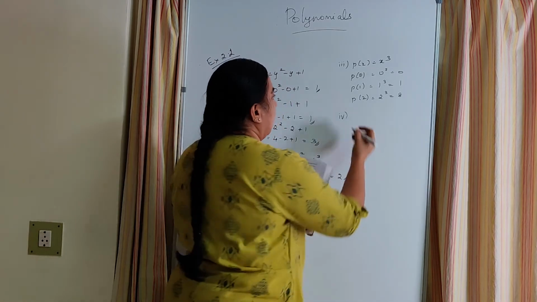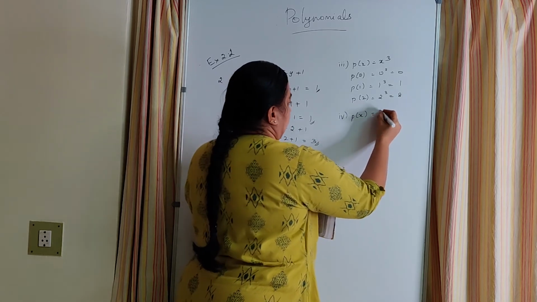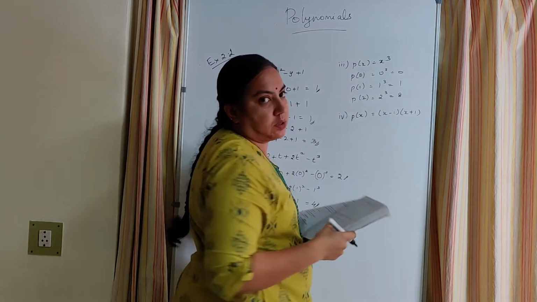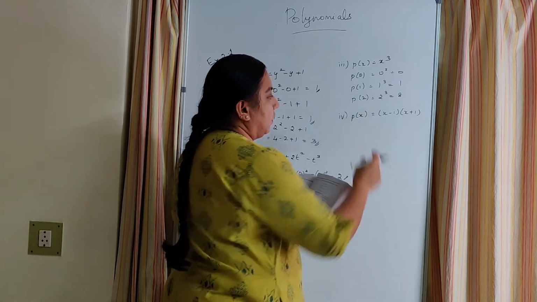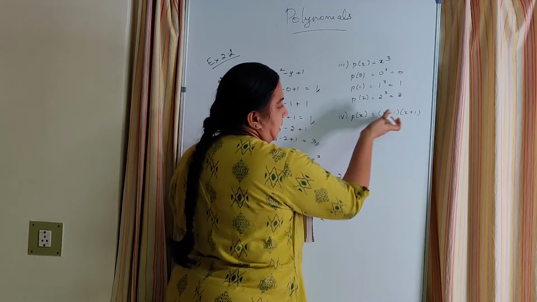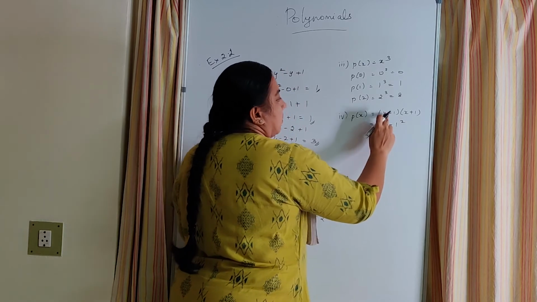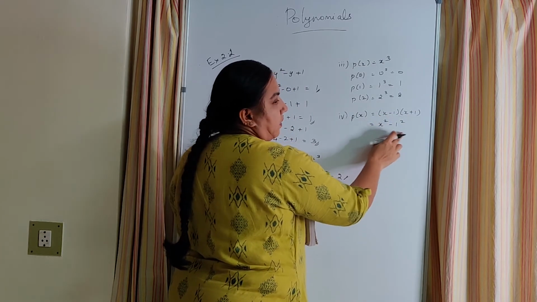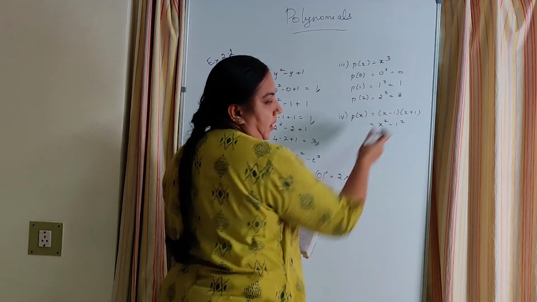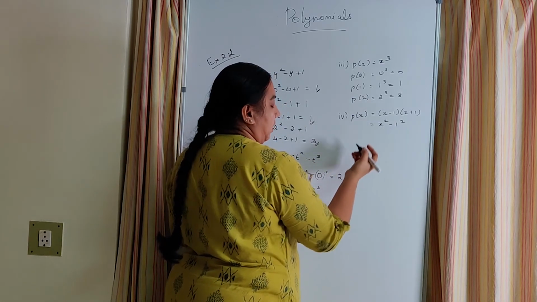See, P of x, the polynomial, is given as x minus 1 into x plus 1. When it is given as two such factors, we have to multiply it and make it as one polynomial. But instead, as we know this is an identity, I am writing it directly like this. a plus b into a minus b is equal to a square minus b square. You are learning the identity in the next exercise, or else you can multiply it also. And it adds up to be x square minus 1 square.